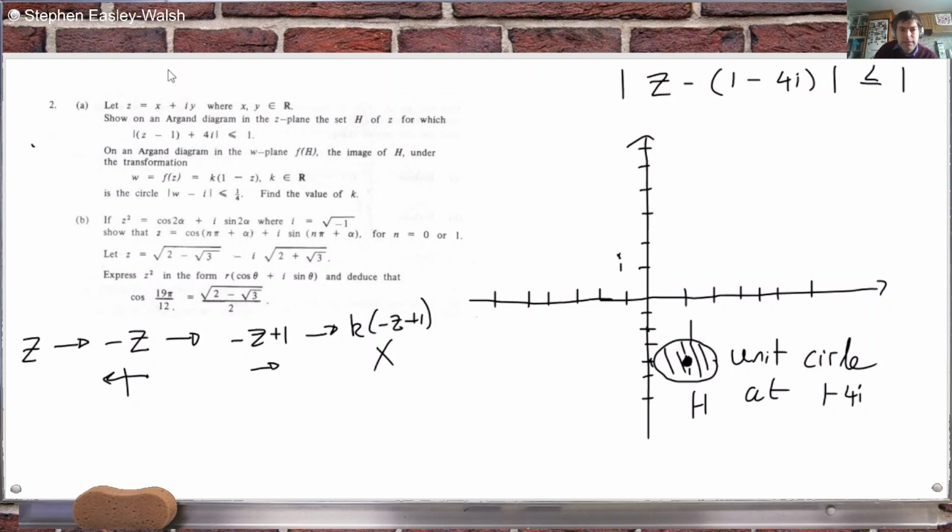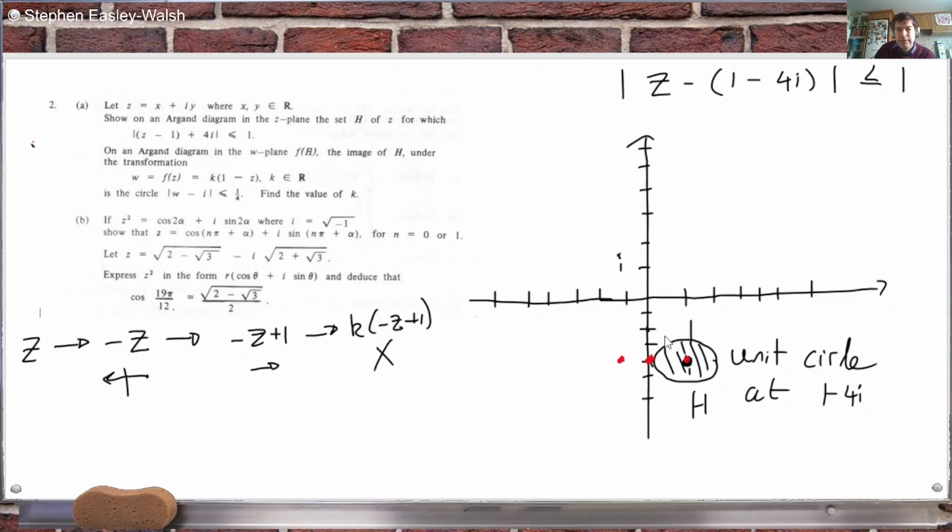Okay, I'll do that now in a second. I'll just sketch this out. So this will get reflected over to here. And then it gets translated to the right, so now it's here. And then it gets multiplied by k, so it gets pushed out k amount, and we have to find the k.